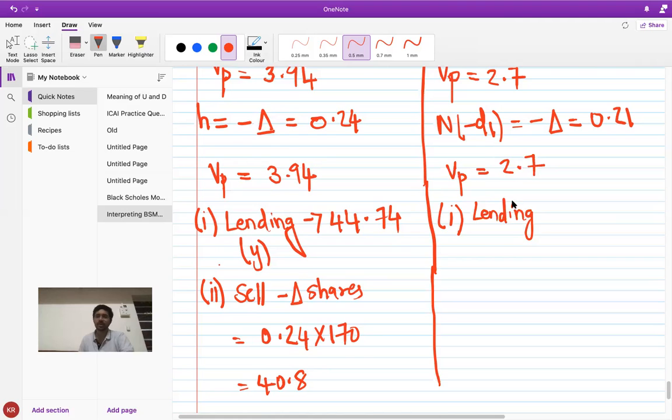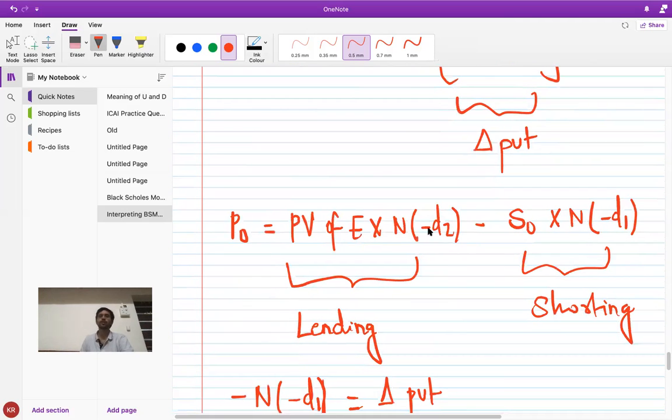let me go above. This present value of exercise price into N of minus d2 can be thought of as buying N of minus d2 units of zero coupon bonds. If you have zero coupon bonds whose face value is the exercise price, the present value of that face value is nothing but the current market price of that zero coupon bond. That is what is denoted by PV of E, the present value of the zero coupon bond whose face value is E and whose maturity is 6 months later.